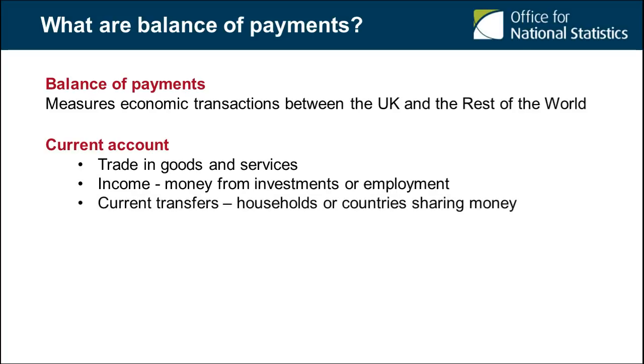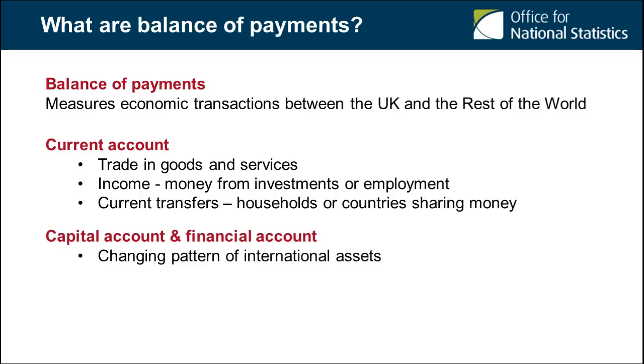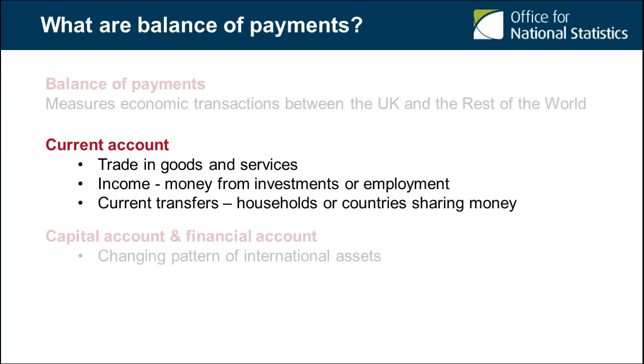Finally, it includes transfers of money. An example of this is when households send money to family abroad, or even when governments receive and give aid. There are also the capital account and financial account, which record the changing pattern of international assets. In this video, we will focus our attention on the UK current account.